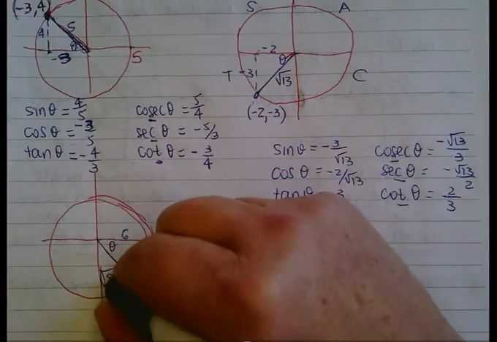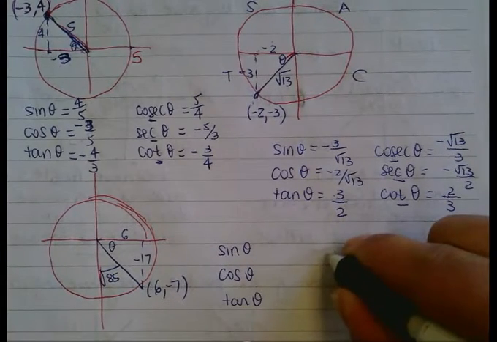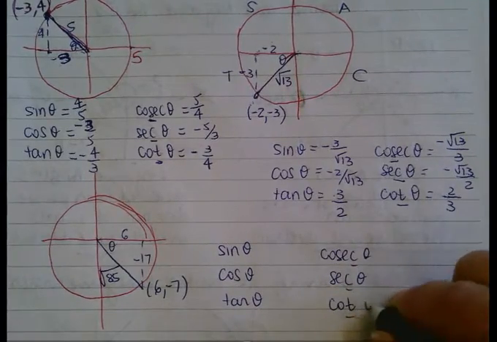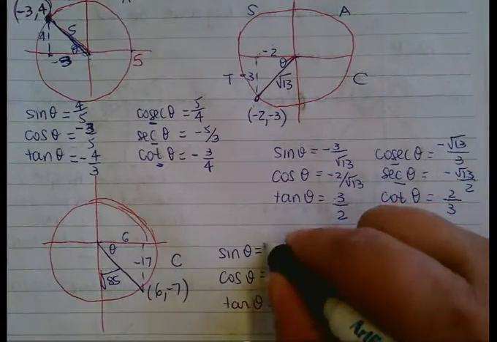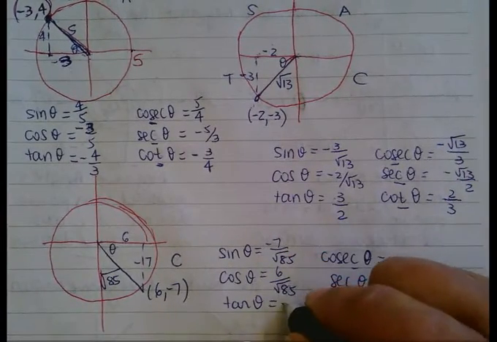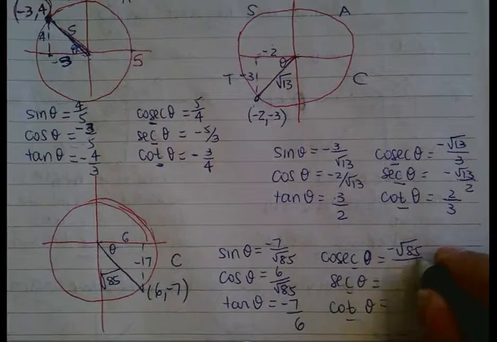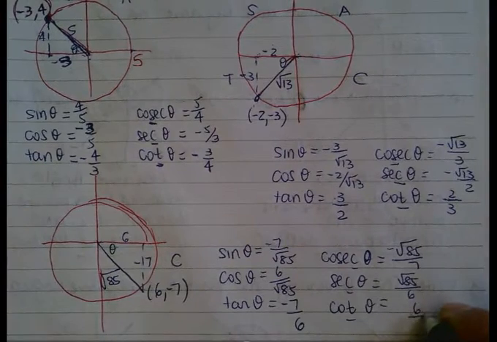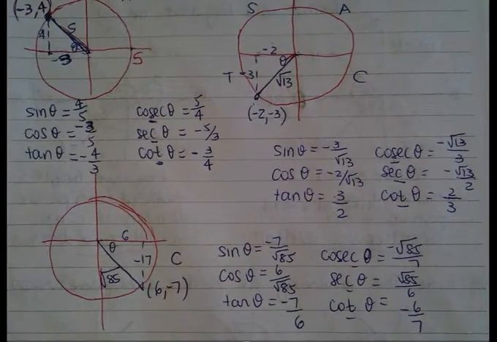85. Off you go. Sine theta, cos theta, tan, third letter, cosec, sec, and cot. For cos is positive. What have we got? Sine is -7 on root 85. Cos is 6 on root 85. And tan is -7 on 6. So then the reciprocal ratios, cosec will still be negative. Sec is positive, and cot is negative. Okay? Quadrant 1, if I was to do quadrant 1, everything's positive. All positive.